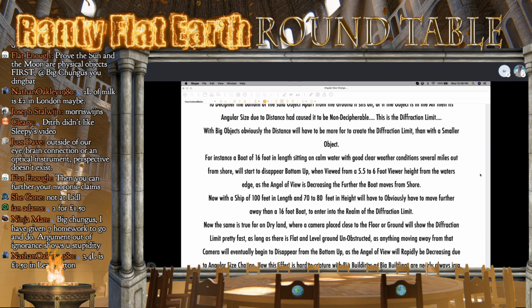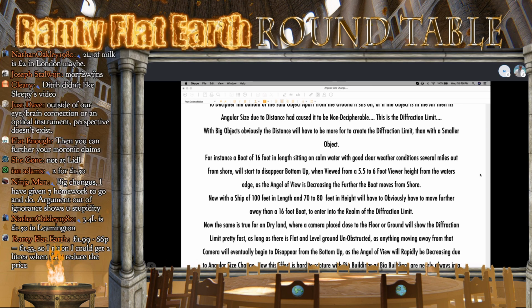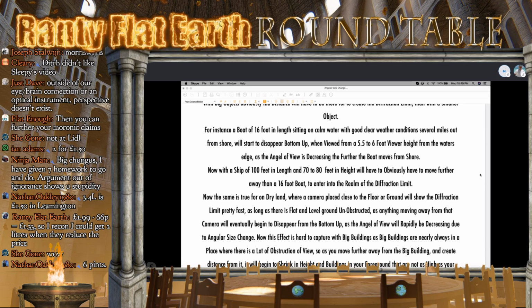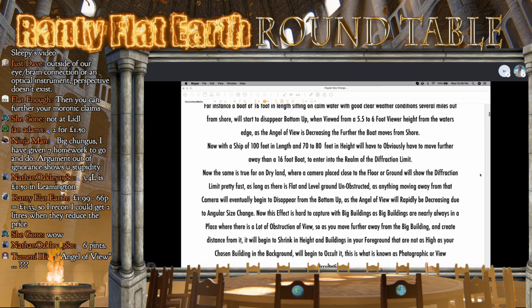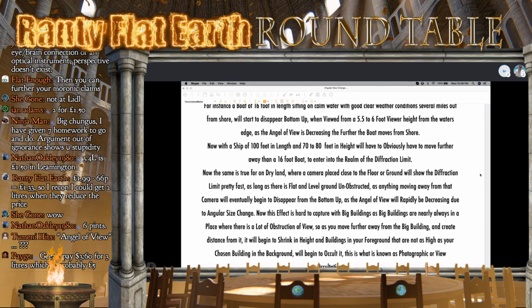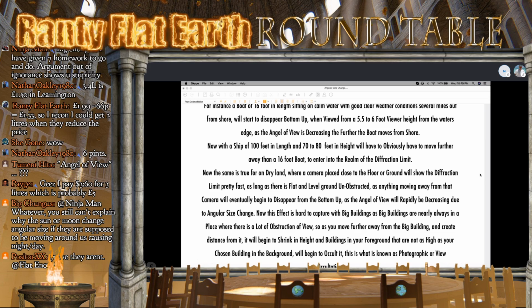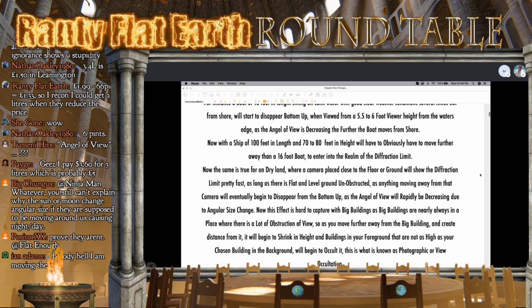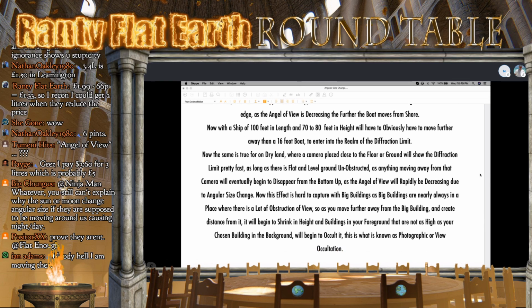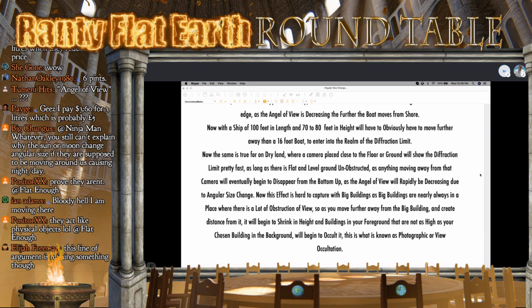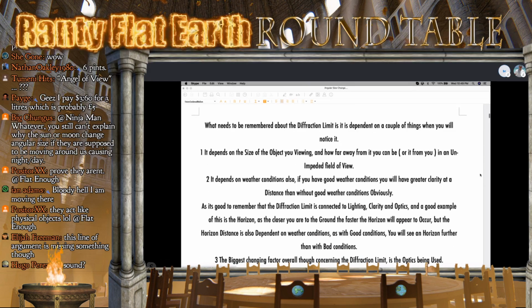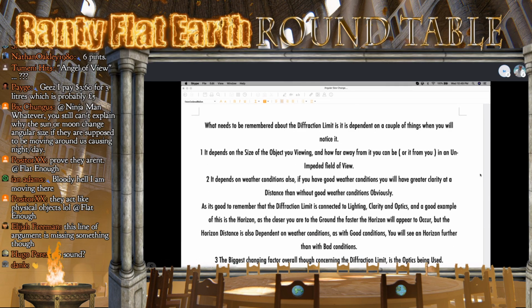Anything moving away from that camera will eventually begin to disappear from the bottom up, as the angle of view will rapidly be decreasing due to angular size change. Now, this effect is hard to capture with big buildings, as big buildings are nearly always in a place where there is a lot of obstruction of view. As you move further away from the big building and create distance from it, it will begin to shrink in height, and buildings in your foreground that are not as high as your chosen building in the background will begin to occult it. This is what is known as photographic or view occultation.